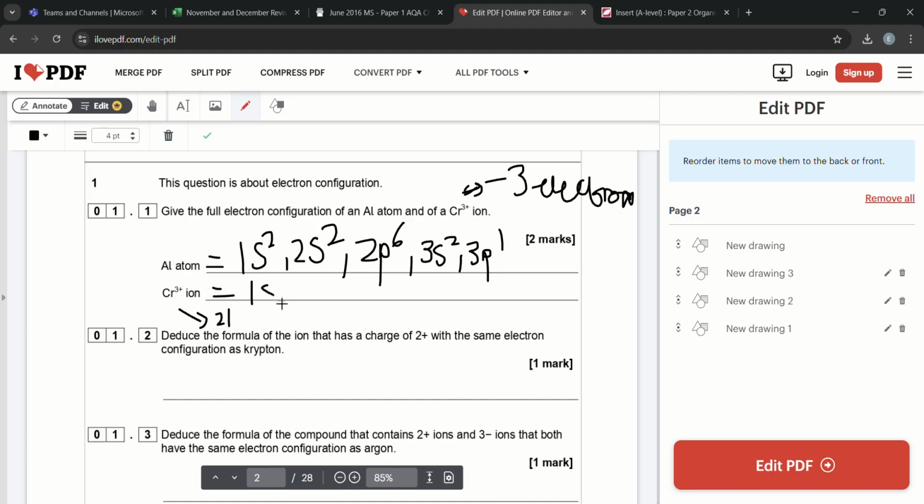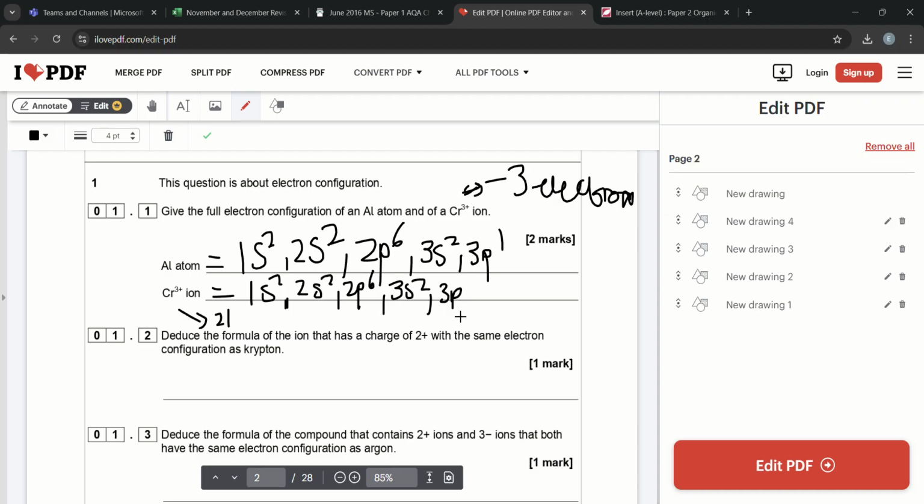And now if we draw it out, 1s2, 2s2, 2p6, 3s2, what are we on now? 4, 10, 12, 3s2, 3p6, 18, 3p6, 4s2, 10, 10, 20, 3d1.